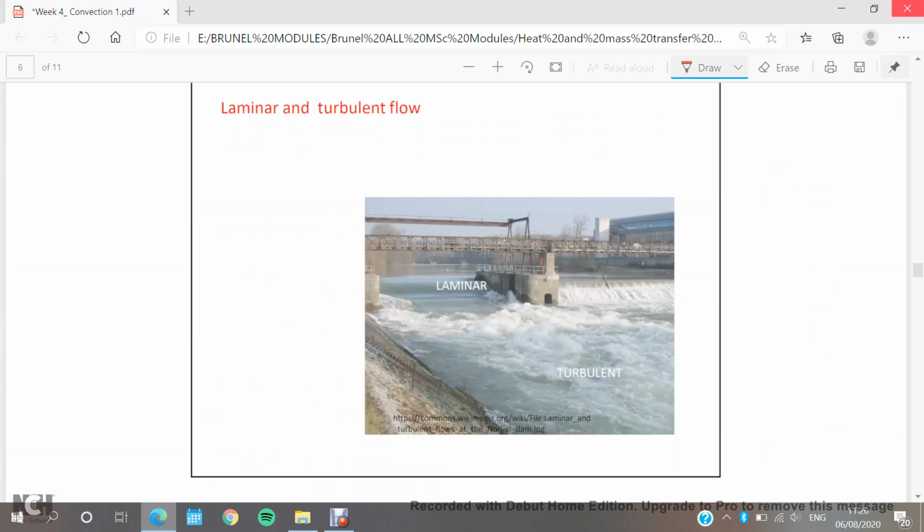We'll see later on. Here is a real picture showing the difference between turbulent and laminar flow. Laminar is smooth flow, as we see here, and turbulent has lots of three-dimensional movement and lots of fluctuation, as we see here.